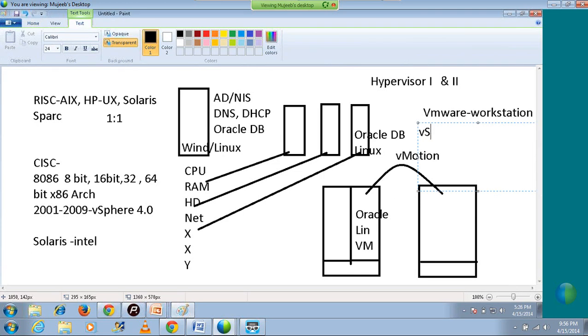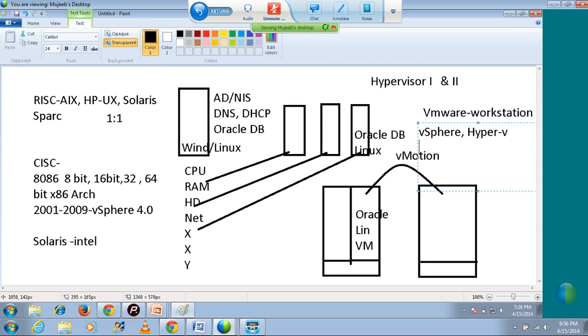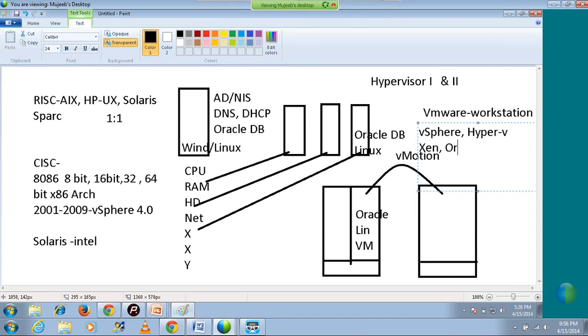VMware vSphere is a type 1 hypervisor. From Microsoft, you have Hyper-V. From Citrix, another organization, there is a type 1 hypervisor called XenServer. And Oracle, which is also an organization, develops a type 1 hypervisor called Oracle VM.